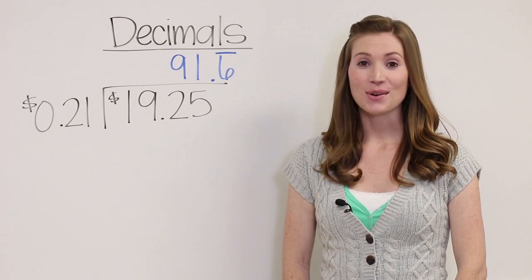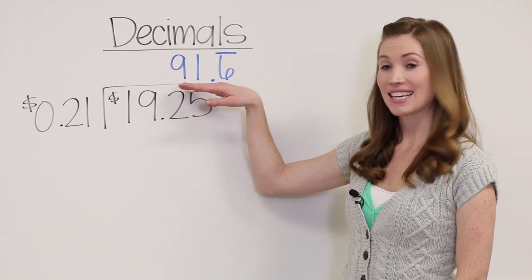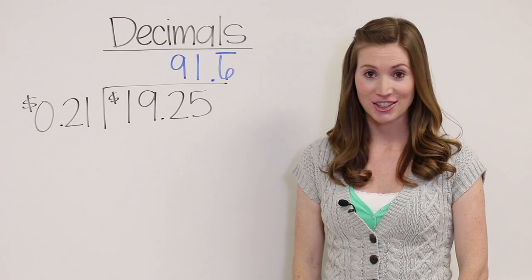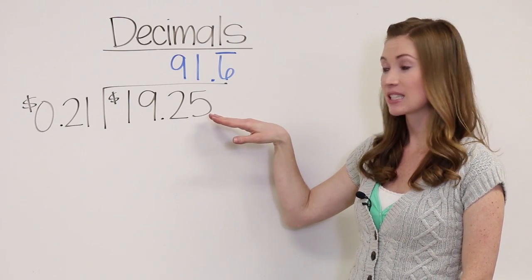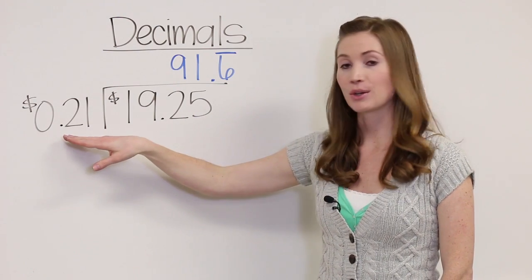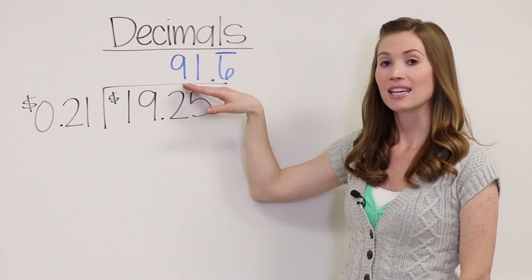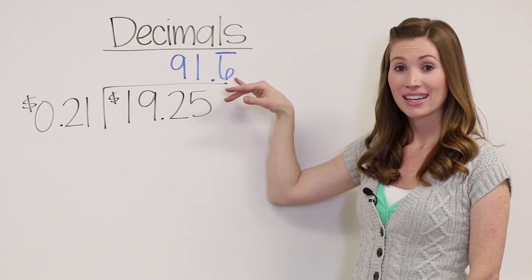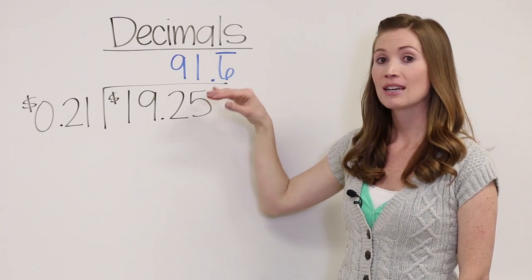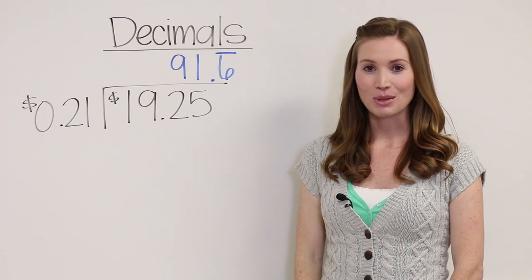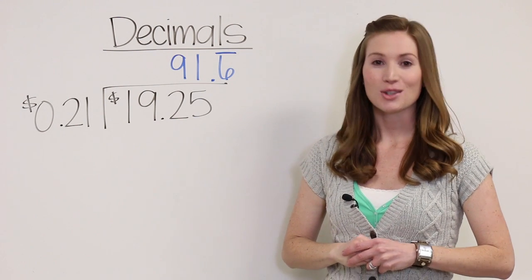Welcome back. So how many balloons can Roxy and Benji buy for the dance? If you got 91, that's correct. Great job. Roxy and Benji have $19.25 to spend on balloons. Each balloon costs 21 cents. When we divide those two numbers, our quotient is 91 decimal point 6 repeating. So they don't quite have enough for 92 balloons, but they can definitely buy 91 balloons for the dance. Now if you got a different answer, that's okay. Let's do the problem together.